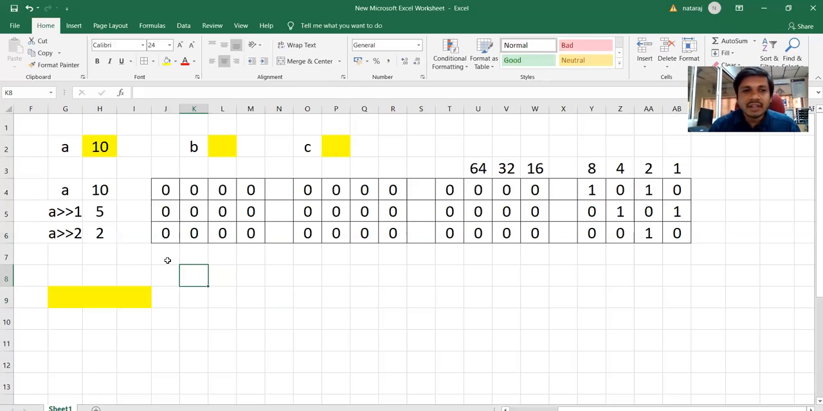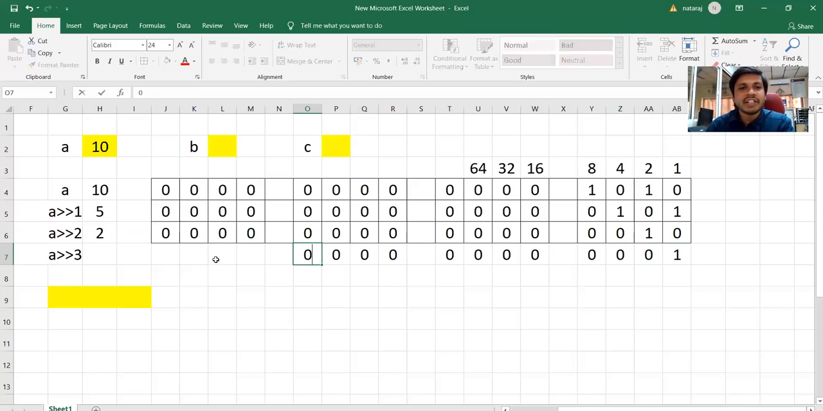If I do one more, then it will be 1. This 0 will be eliminated and all these will be zeros. So what did you observe? For every right shift operation, the value is becoming half. 10 became 5, 10 by 2 is 5. 5 by 2 is 2. In C language or any programming language, it is 2.